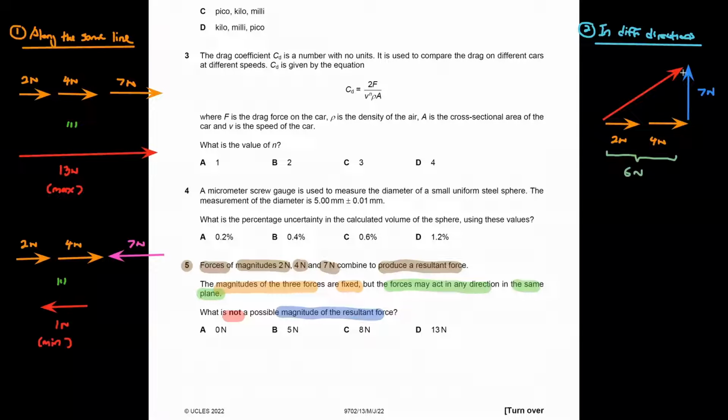This is your resultant. And at the same time, you would notice that this forms a right angle triangle, where in your case, theta is 90 degrees. So you can actually find out the resultant by treating it as the hypotenuse of your triangle. So your resultant will actually be given by square root of 6 square plus 7 square, giving you 9.2 Newton. And then here, you can also notice one thing.